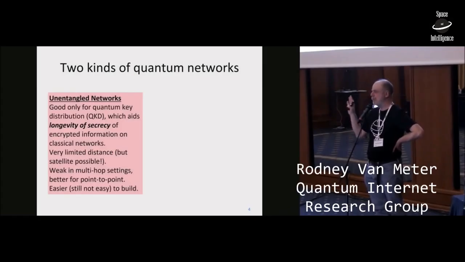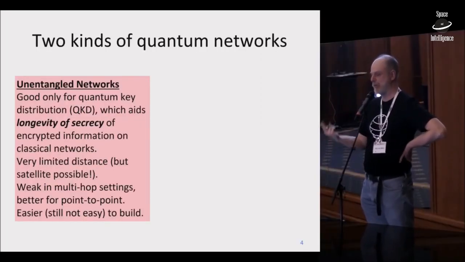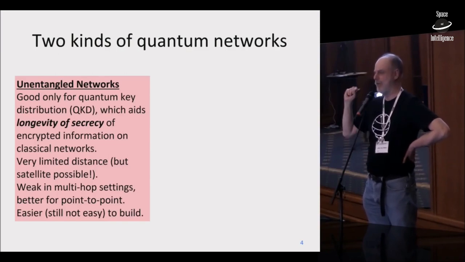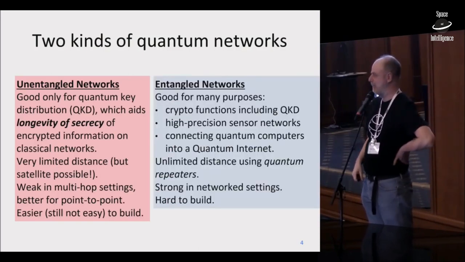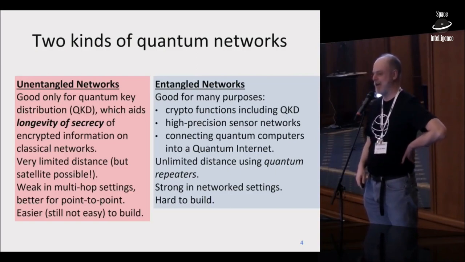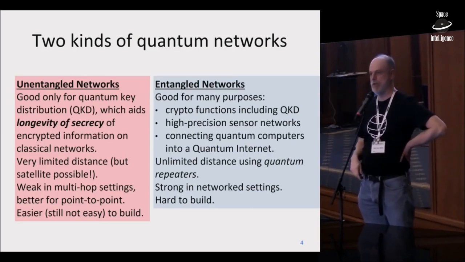Roughly, there are two kinds of quantum networks. Unentangled networks, which are good primarily for quantum key distribution across a network where the secrecy of those bits is guaranteed via the underlying physics rather than some sort of mathematical function. And these networks exist. They are limited in distance and they're single purpose, but they do exist. At the other end of the spectrum lie entangled networks, good for many different purposes, connecting quantum computers into a real quantum internet. And these things are particularly difficult to build.